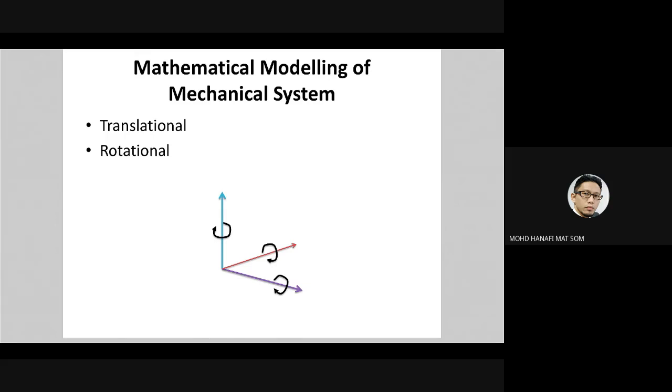Let's look at mathematical modeling of mechanical systems. For the mechanical system, we have to consider two types of movement: one is the translational, the other one is rotational. Okay.